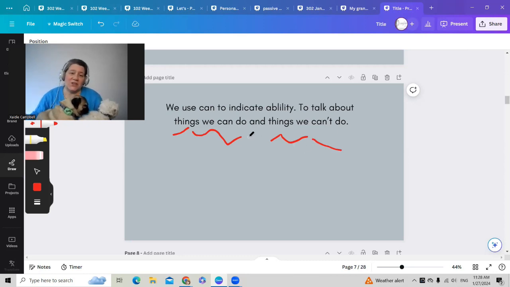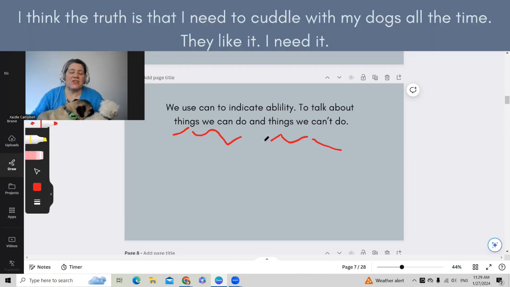So things we can do. Things we can't do. Okay? We also talk about can also meaning permission. For example, this dog can eat everything, but he's not supposed to. So I might say, yeah, Benny can't eat everything. Benny has to eat only his dog food. Okay? So Benny can't eat everything. All right.